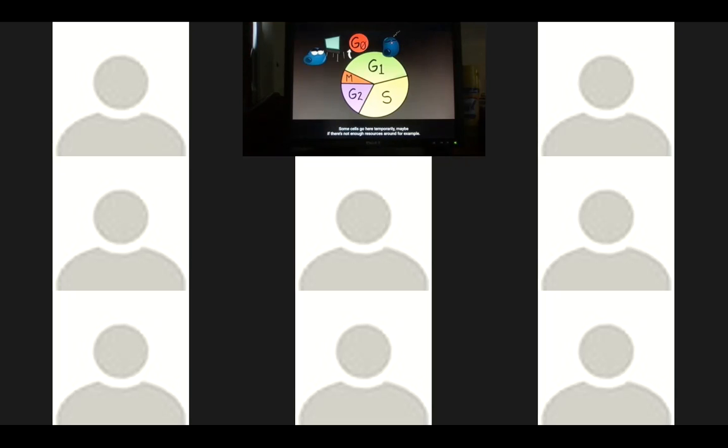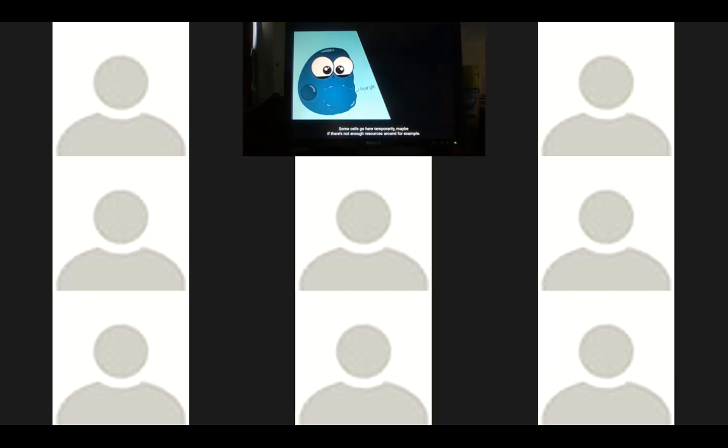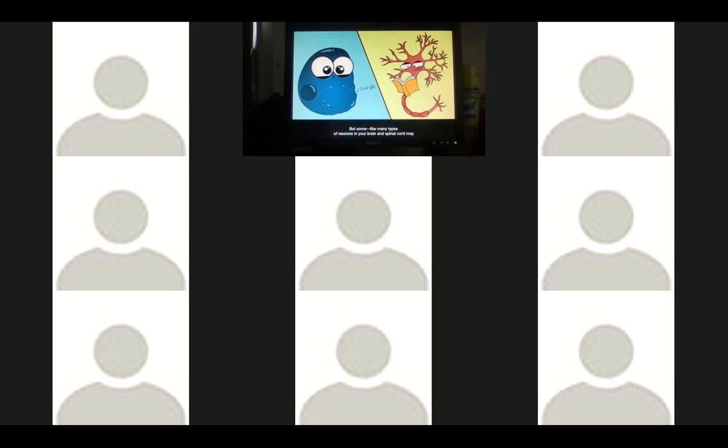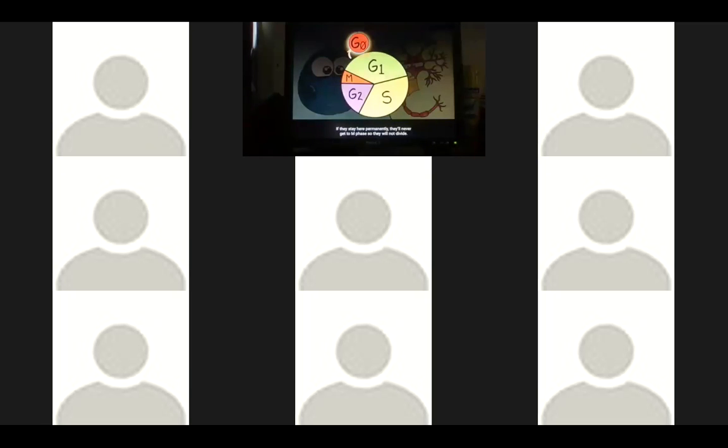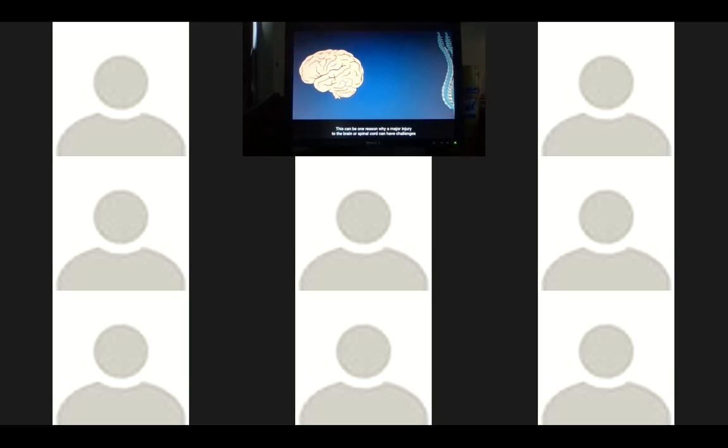Some cells go here temporarily, maybe if there's not enough resources around, for example. But some, like many types of neurons in your brain and spinal cord, may stay here permanently. If they stay here permanently, they'll never get to end phase, so they will not divide. This can be one reason why a major injury to the brain or spinal cord can have challenges with healing, as many of those cells may not be able to replicate, a topic that definitely continues to be researched.